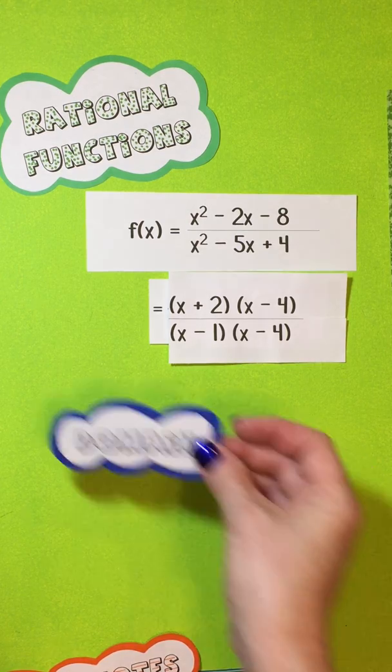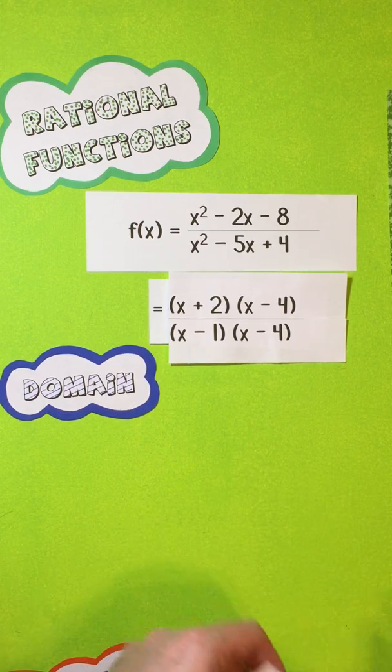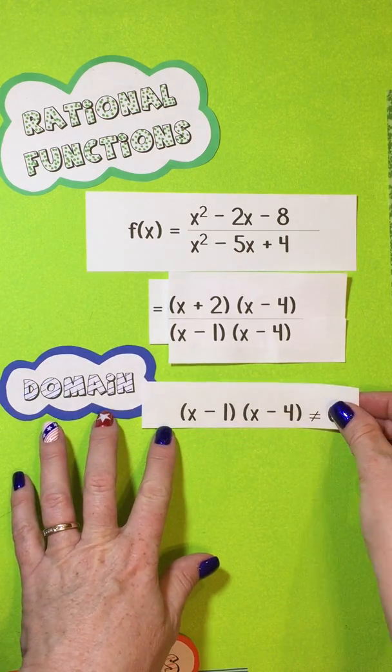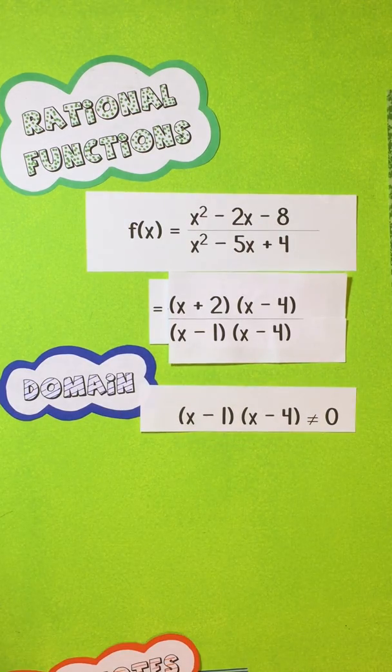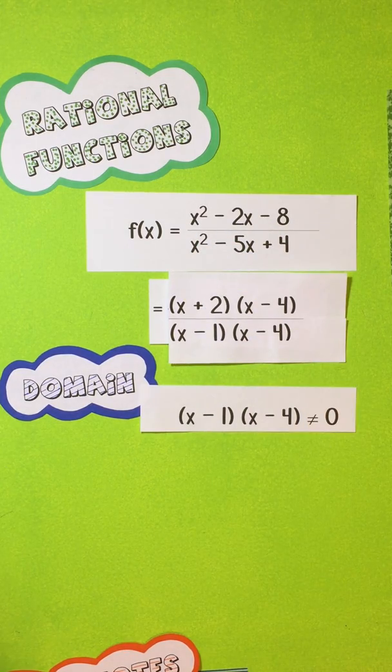From there, the first thing we're going to look for is our domain. For our domain, we take a look at the denominator. And we're going to do something kind of odd at first. We're going to take the denominator, x minus 1 times x minus 4, and we're going to set that not equal to 0. The domain is going to be the set of all possible numbers that we can plug into this rational function and get an answer.